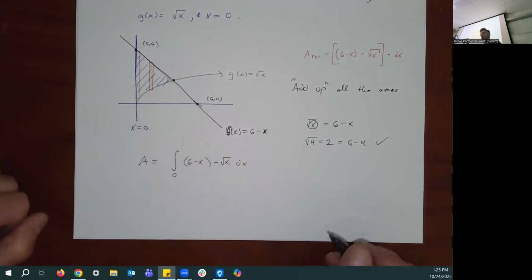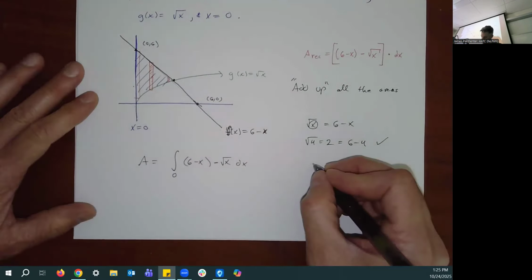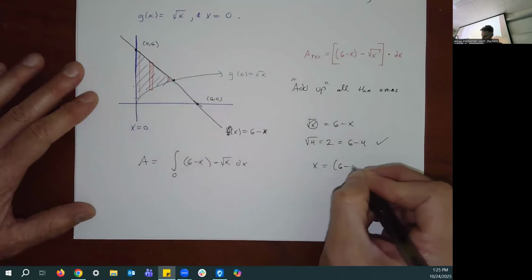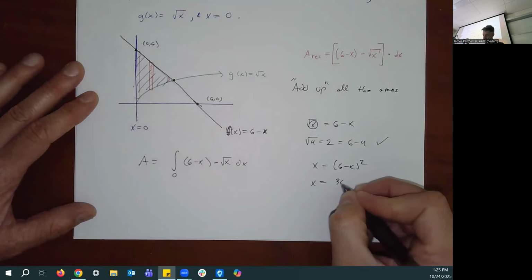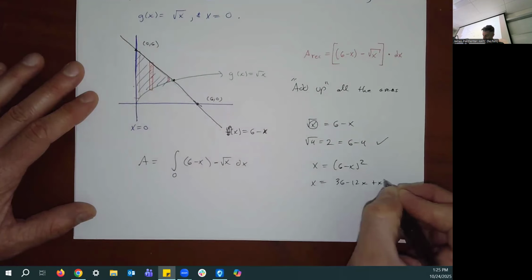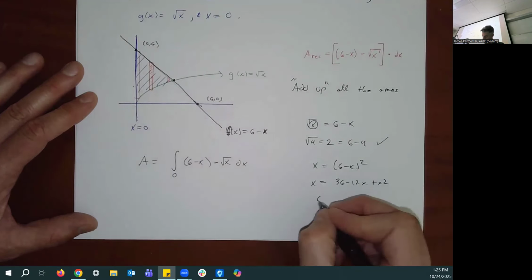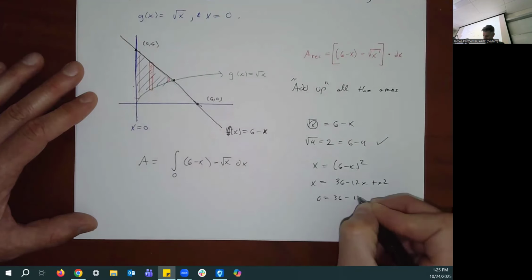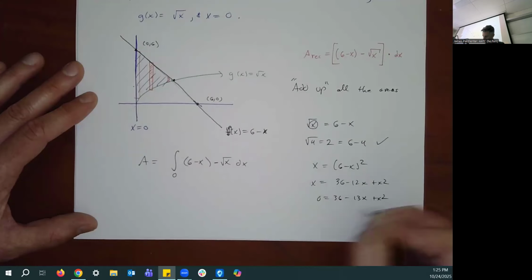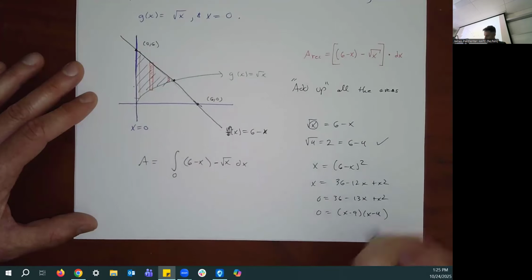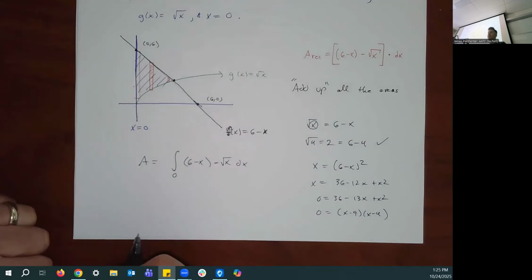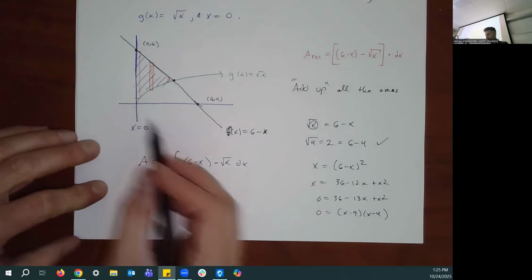Yes, you could also just solve it the long way. You could square both sides and say x equals 6 minus x squared, and then multiply that out and get 36 minus 12x plus x squared, and then subtract x. I think we did this last time too. Then factor that as x minus 9 times x minus 4. And you get x equal to 4, and x equal to 9 would be what you have down here.